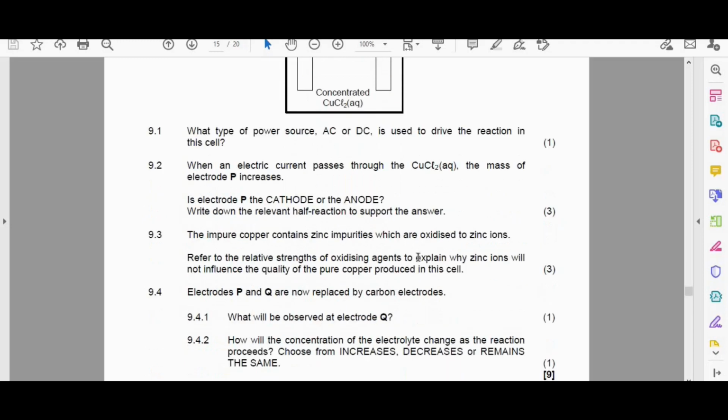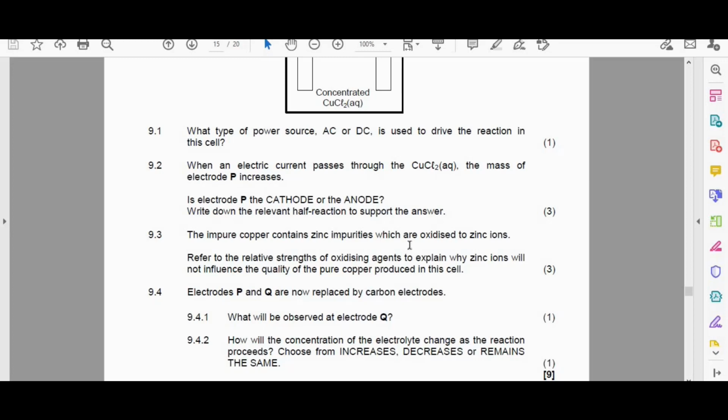9.3, nice question here. The impure copper contains zinc impurities which are oxidized to zinc ions. Refer to the relative strengths of oxidizing agents to explain why zinc ions will not influence the quality of the pure copper produced in the cell.